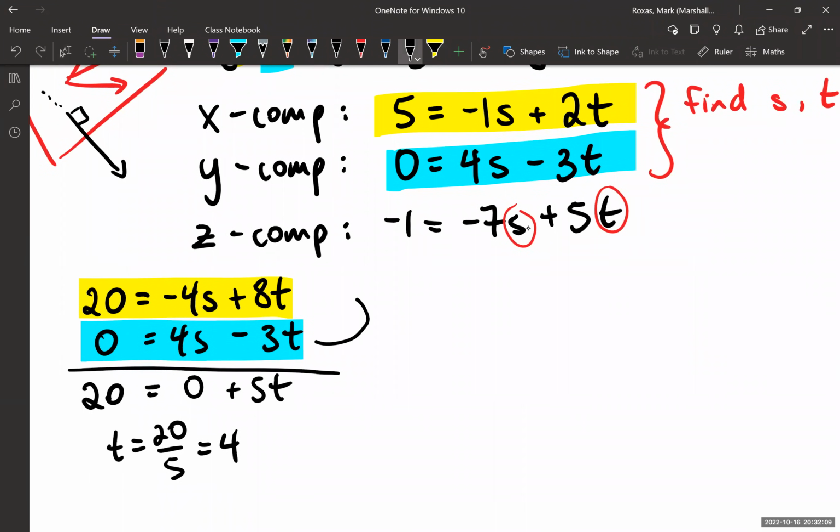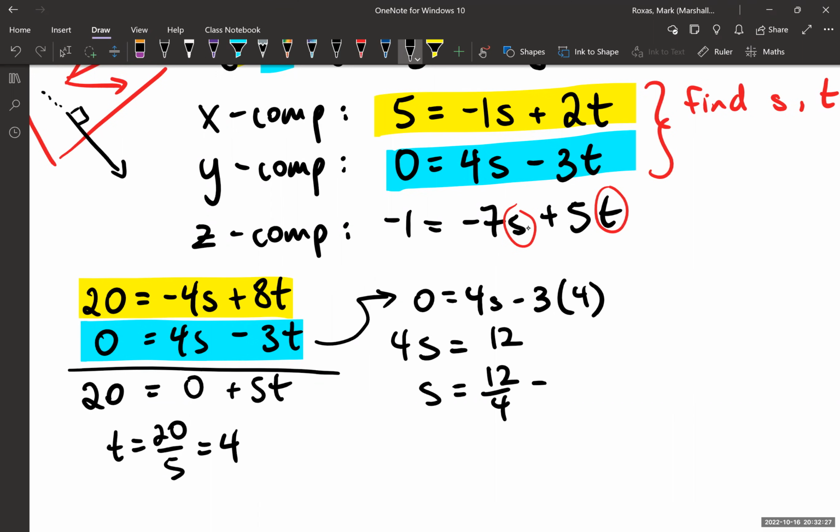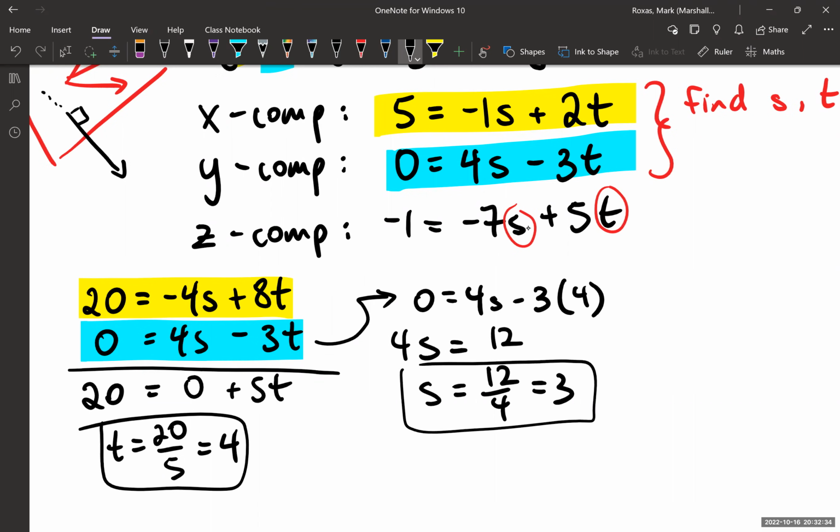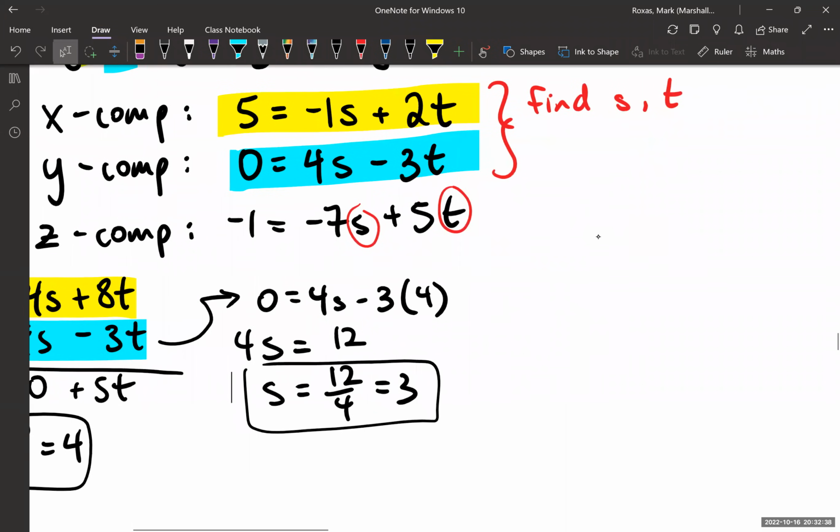What about s? Take the second equation, 0 equals 4s minus 3 times t, and now we know t is 4. 3 times 4 is 12, bring that over to the other side, so 4s equals 12, and s equals 12 over 4, which is 3. So t equals 4 and s equals 3. We found s and t, but it has to work for the z component, so we're going to check the z component.